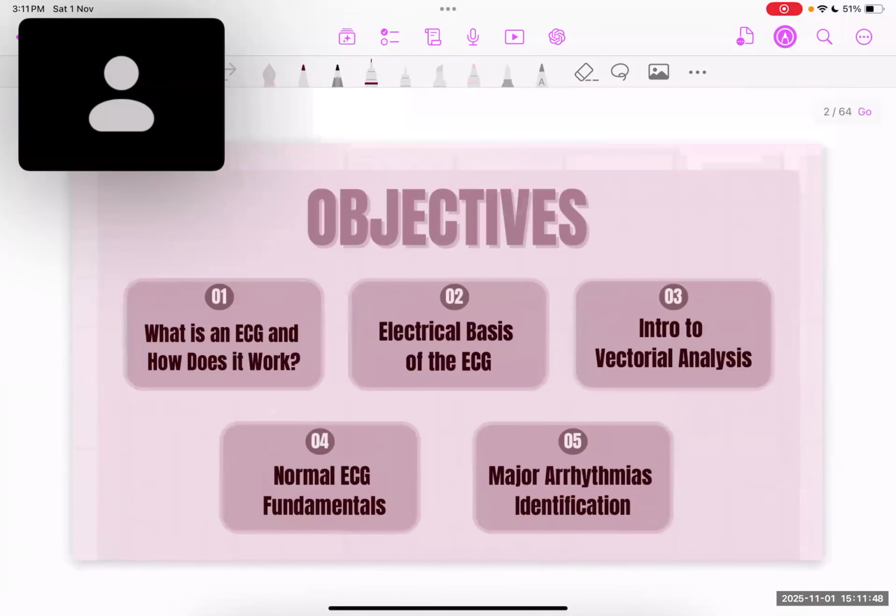So here are the main objectives for what we're going to be doing today. We're going to start with what is an ECG and how exactly does it work, the electrical basis of the ECG, an introduction to the vectorial analysis, normal ECG fundamentals, as well as major arrhythmias and identification. So this is just the main topics. There's a lot of subtopics, and we're going to cover all of them, inshallah.